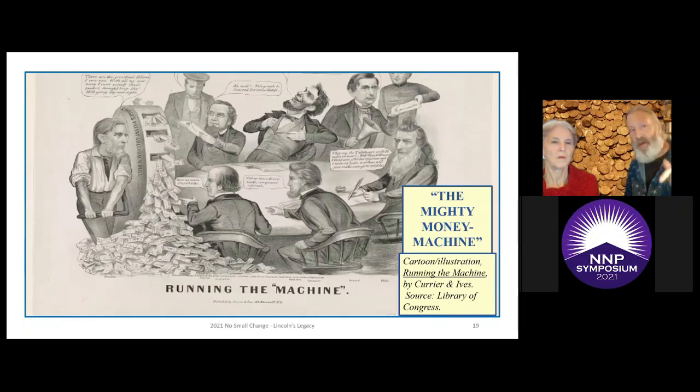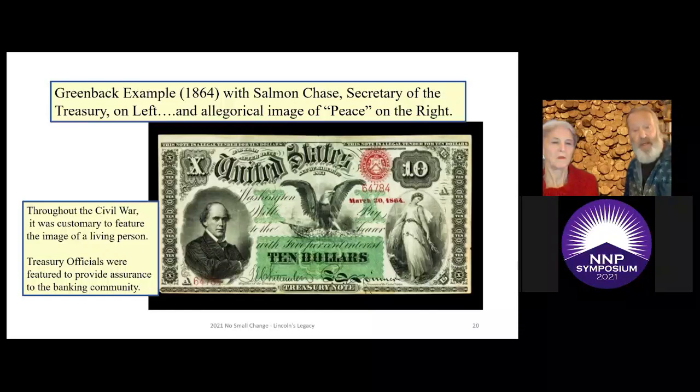And with that, the bankers returned and they did secure that $50 million note. So here's a beautiful example of the greenback, and it does have Salmon Chase clearly on the bill. There are two really important things to note here. Number one, at that time, during the Civil War, only up until 1866, it was perfectly legal and very acceptable to have the image of a living person on the note.